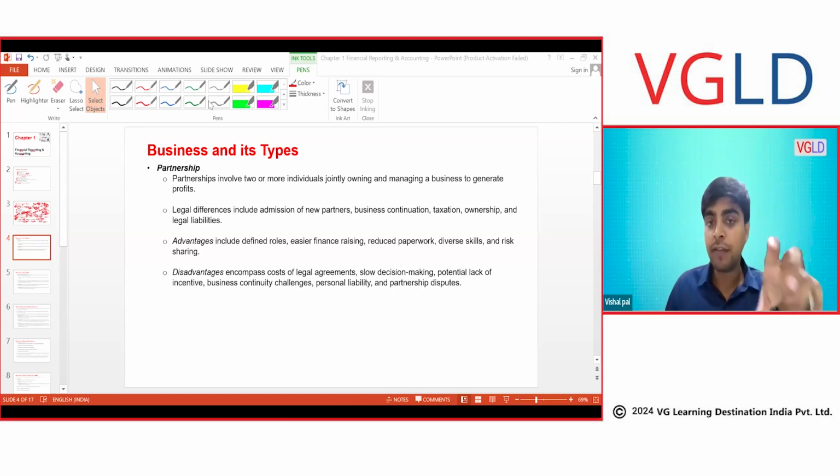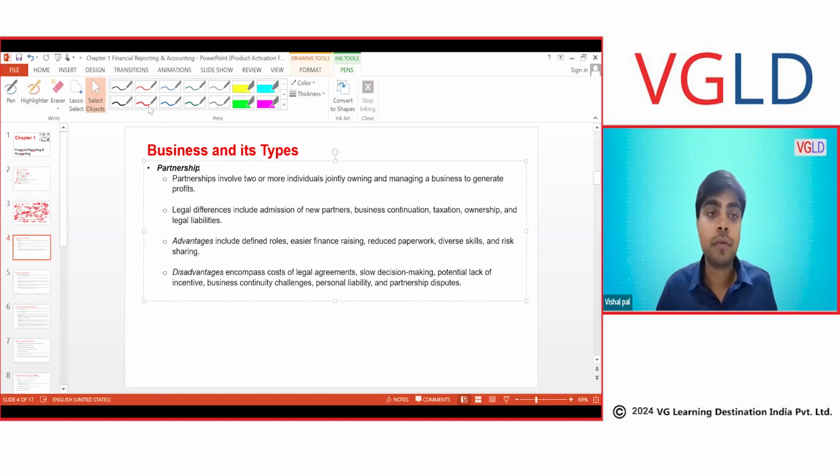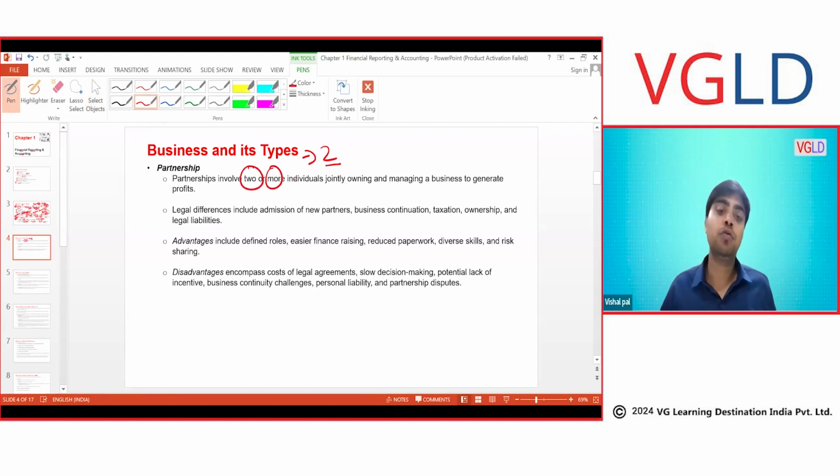As long as it's only one individual and they are running the business, they will be the sole trader. Let's say if the person removes themselves and their son or daughter takes over the business, then they will be the sole trader. Okay. Now for partnership, if there are two or more individuals. For partnership, you need to have at least two people.